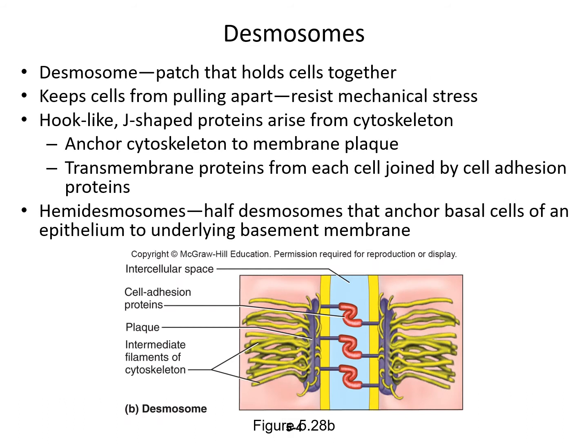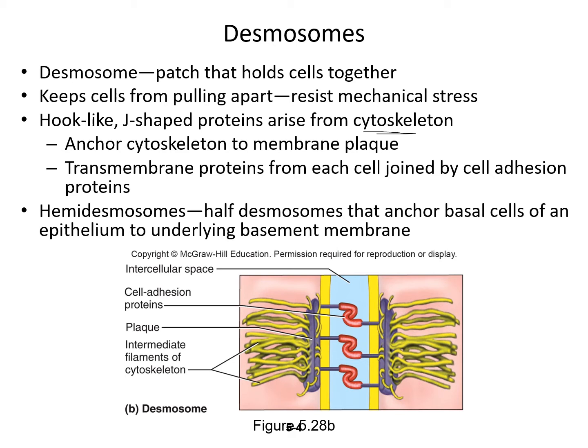Okay, desmosomes. These are basically like patches that help to hold cells together. They keep cells from pulling apart, so it's a really good cell junction to have when mechanical stress is an issue, for example, in our cardiac muscle cells. There is a hook-like J-shaped protein that arises from the cytoskeleton. The cytoskeleton, recall, is basically just a system of protein tubules that help provide internal structure and integrity for cells.